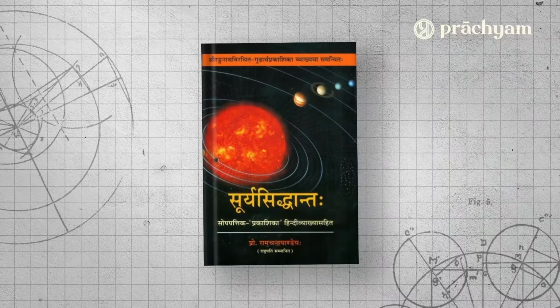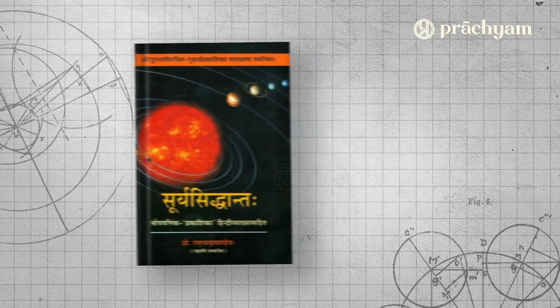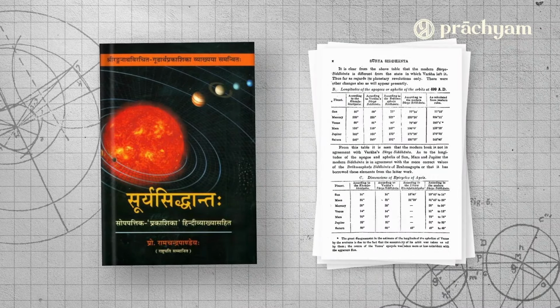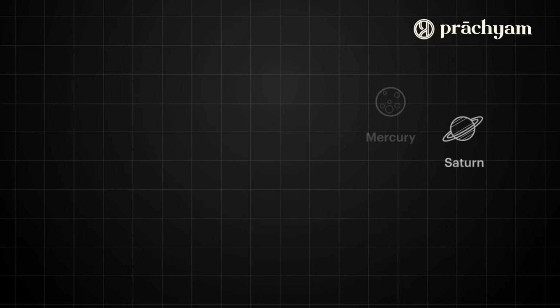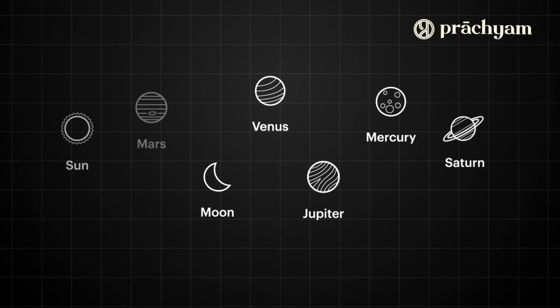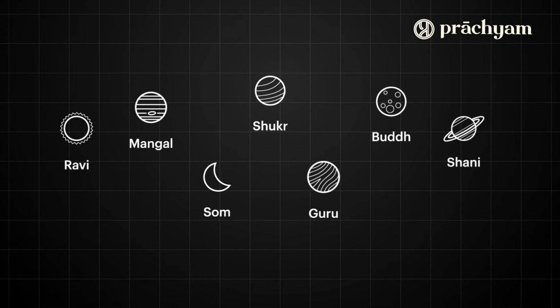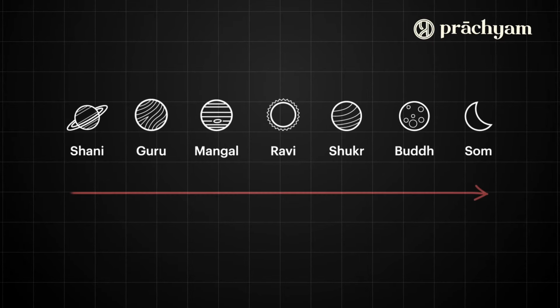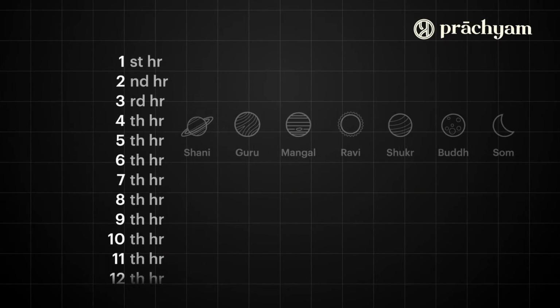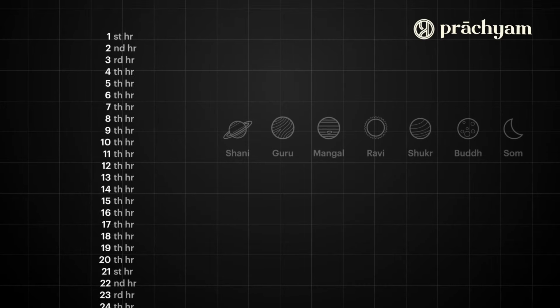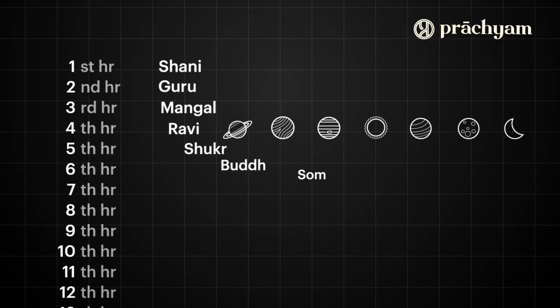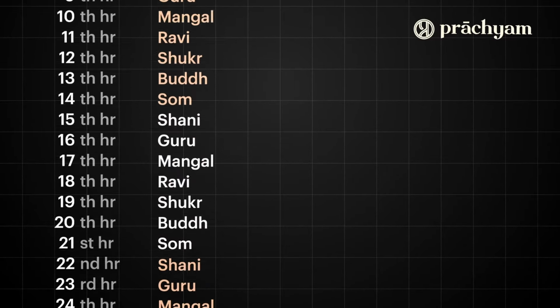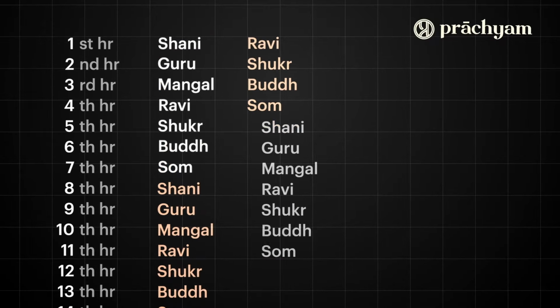There's an ancient Indian book called Surya Siddhanta, serious work on astronomy. It says, arrange the 7 grahas, the major celestial bodies visible to the naked eye, from slowest to fastest. Call it the sequence. Make a list of the hours of the day. Start assigning each hour a graha as per the sequence. When you reach the bottom, carry over to the next day.